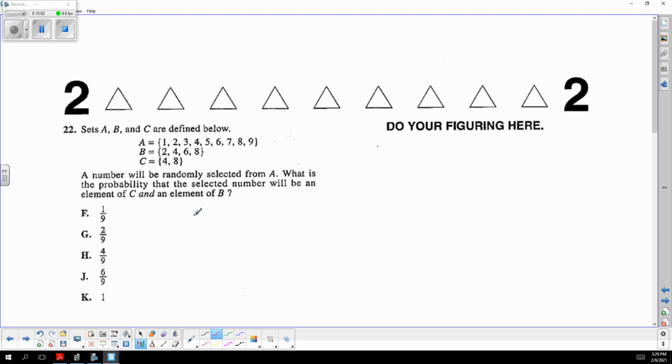This one's funny. If you select somebody from A, well, that's 9 different selections. So what's the probability that it'll be in C and B? Well, the only people in C and B are 4 and 8. So there's only 2 numbers here who fit that bill, and the answer is 2 out of 9, G.